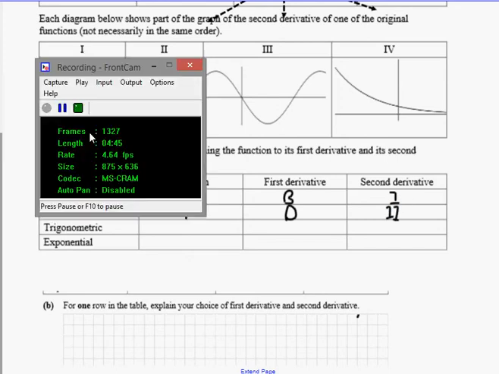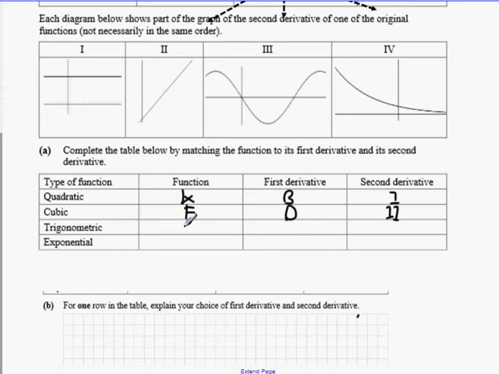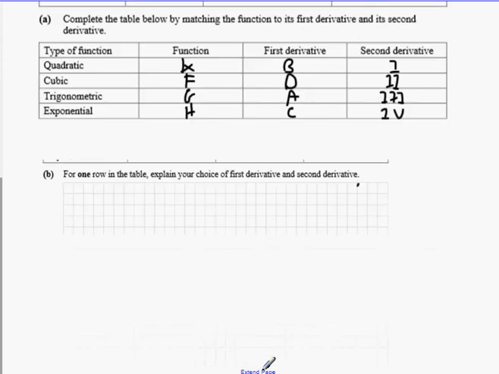Okay. Now, what about the next one? Trigonometric? G. After that? A. After that? I. And then the last one is I4, is it? And then C. H. Thanks for that. For anyone, explain your choice of first derivative and second derivative.